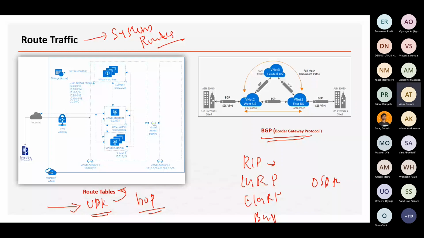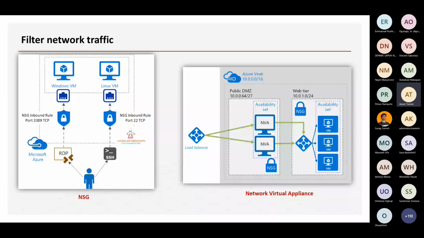Now, coming to the filtering side, for example, if you want to do some kind of traffic management, I need to enable only a particular protocol or port, or make some kind of restriction on communication. For filtering or traffic management, we use two internal components here. One is known as NSG, the Network Security Group, and the second is known as NVA, the Network Virtual Appliance.